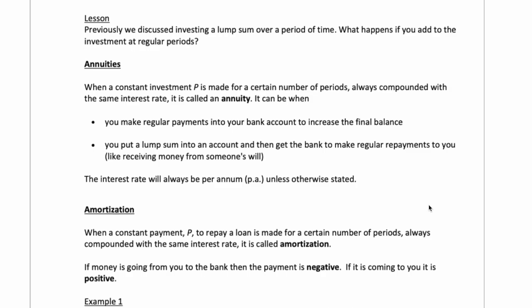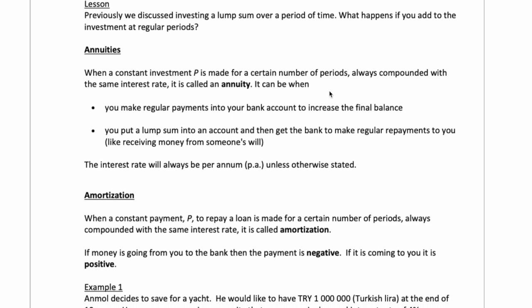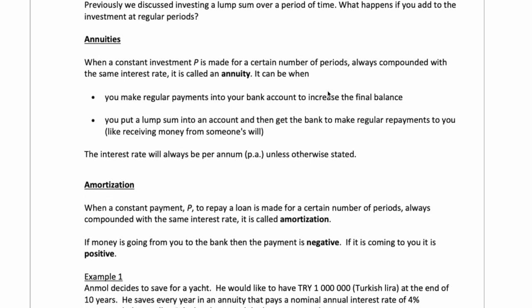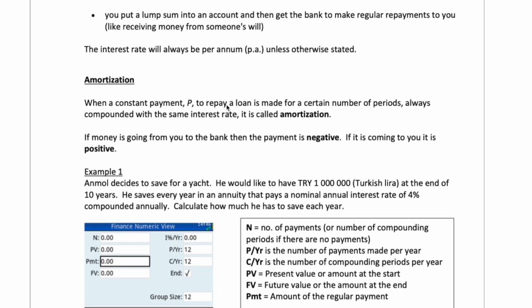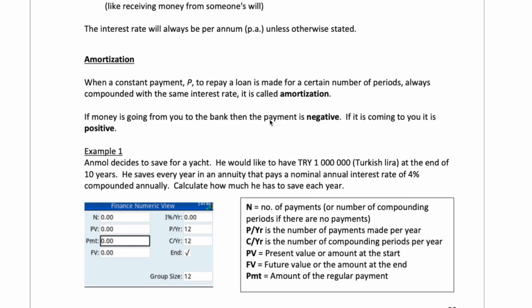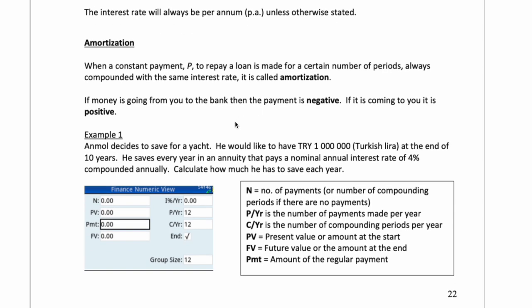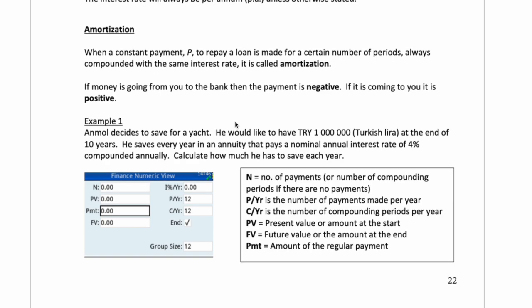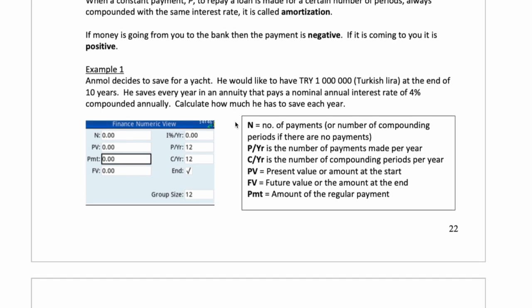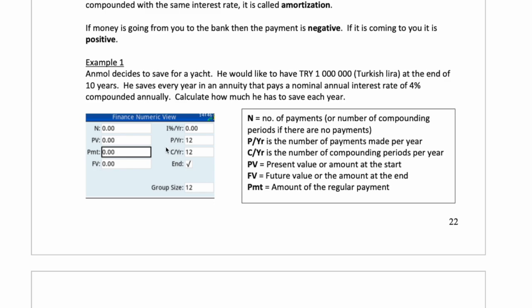Okay, so an annuity is when you have an investment that you purchase, and then the bank gives you regular payments and gives you a certain interest rate. And amortization is when you have a loan and you're paying a regular, usually monthly payment, but it's also accruing interest as you go. Okay, so we can do all this on our finance app.